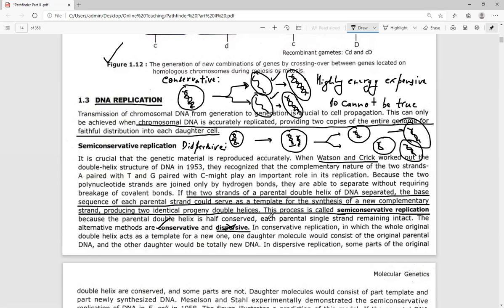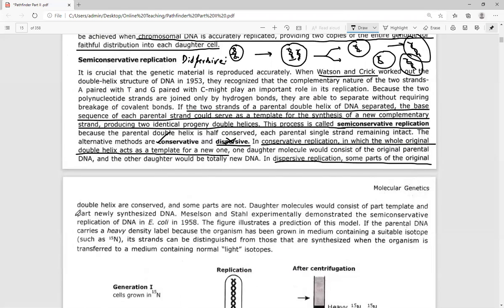Each parental single-stranded DNA is going to remain intact. The alternative methods are referred to as the conservative and dispersive mechanisms of DNA replication that I have already explained. What happens in conservative replication? The whole original DNA sequence remains intact. In conservative replication, the whole original double helical DNA acts as a template for new synthesis. In dispersive replication, some part of the original DNA helix is conserved and some part is not.